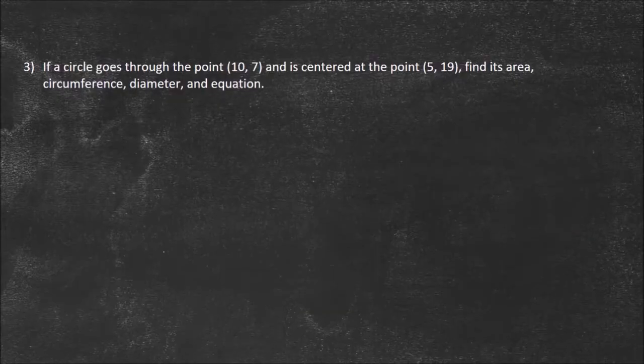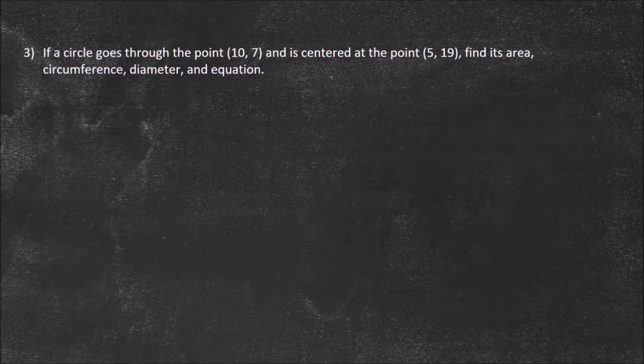Here's our last question in this video, and this one is pretty challenging. So it says if a circle goes through the point (10, 7) and is centered around the point (5, 19), find its area, circumference, diameter, and equation. Sorry about that. So if it goes through the point (10, 7), it's centered around (5, 19). So what do we have to do here?